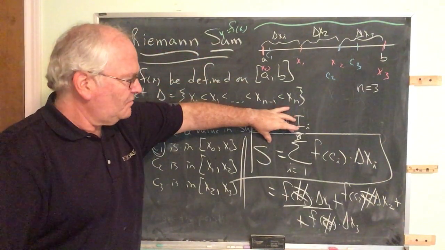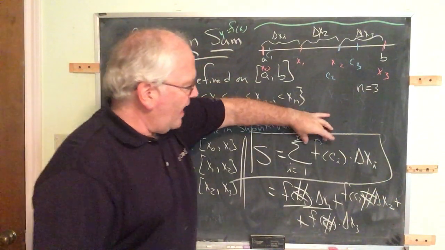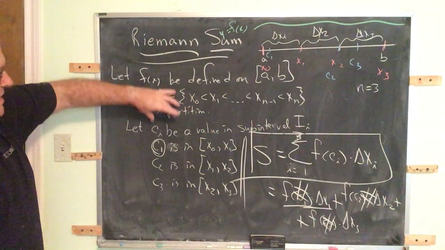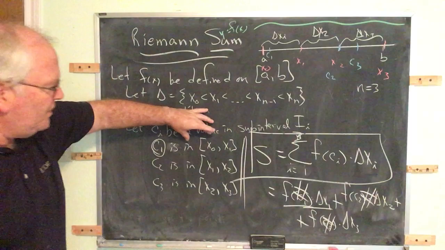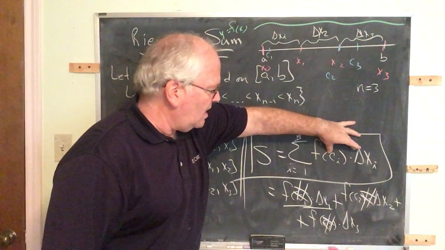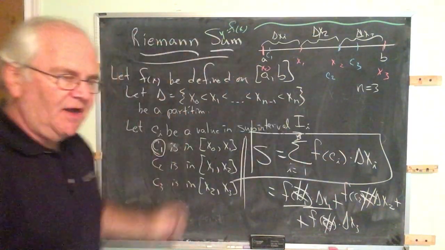All right? Summation of f of c sub I. C sub I is the value taken from each subinterval. Delta x sub I is the width of each subinterval. Multiply those, add those all up. That's the value of a Riemann sum.